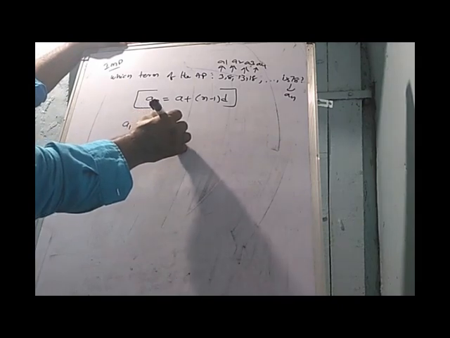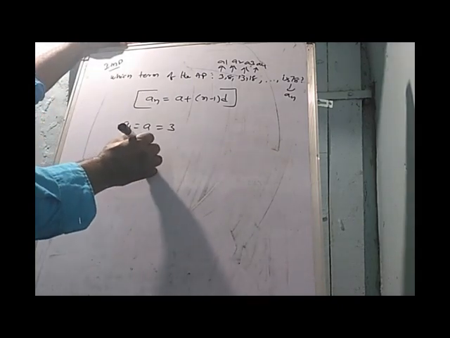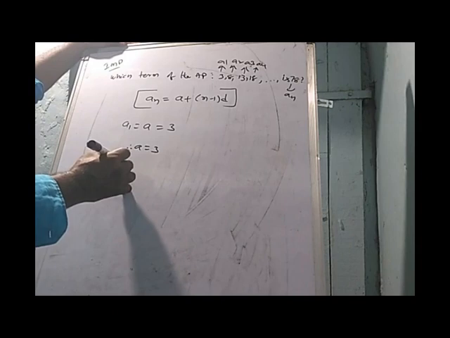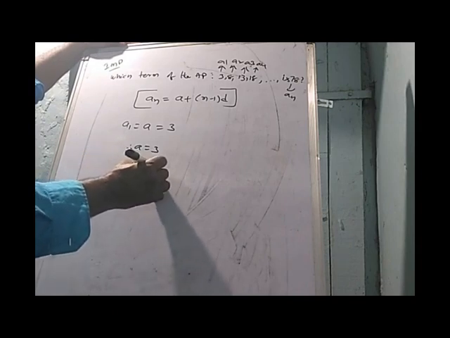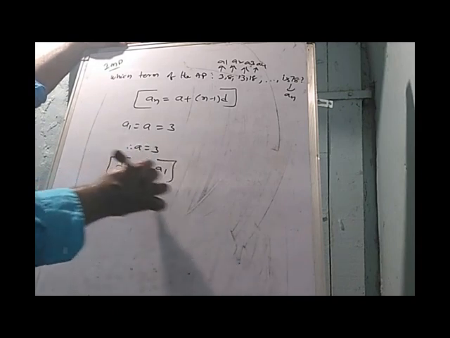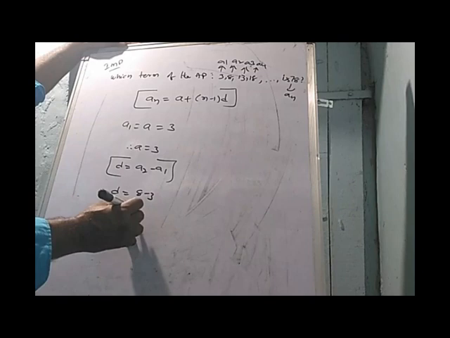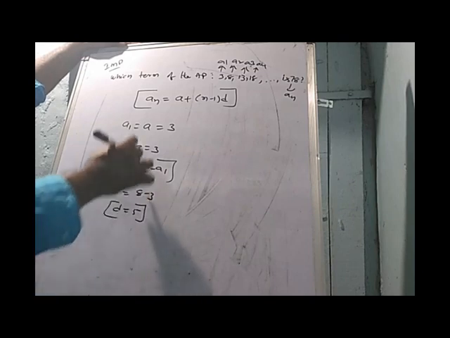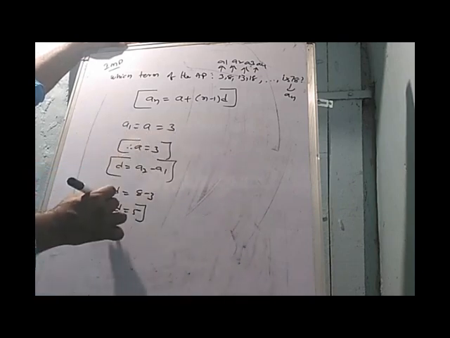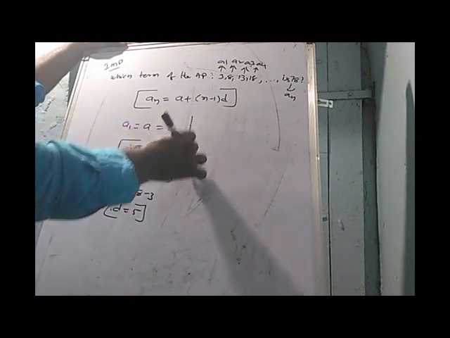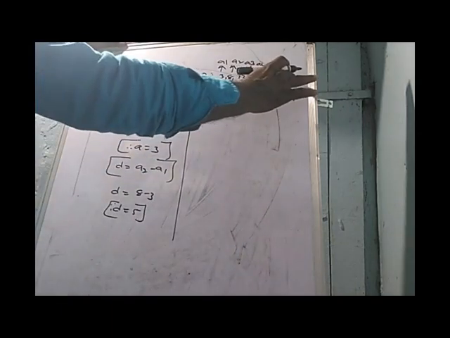What about A here? 3. The first term is 3. Next, the difference, A2 minus A1. So here we can substitute 8 minus 3. So D equals 5. We got the A value and the D value. Now we can easily find out which term is 78 in this series.